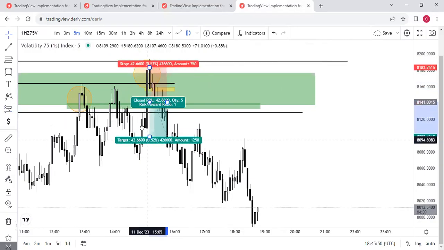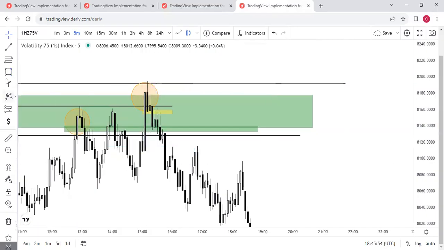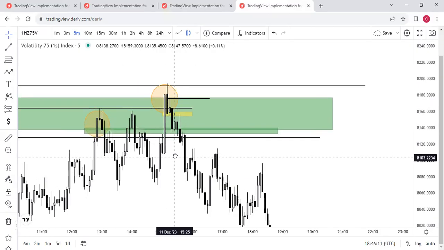Then look at what happened. Look at this retracement. All the way up here. All the way up here. God, crazy. 80% of my positions were closed. Bro, 80% of my positions.